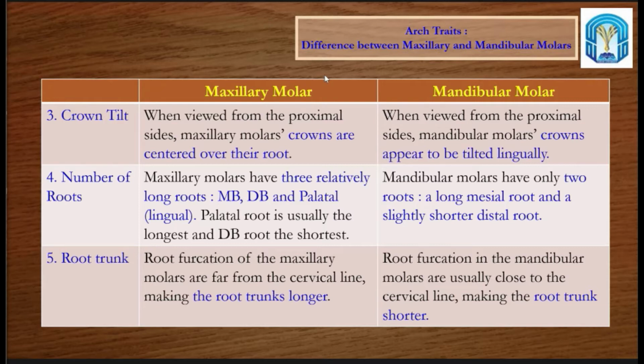Okay. Root trunk. The root trunk of the maxillary molars is far from the cervical line, making the root trunks longer. Means the furcation of the root is a little bit far from the cervical line, so it has a big trunk. But in mandibular molars, the trunk is not that big, a little bit smaller in comparison to maxillary molars.